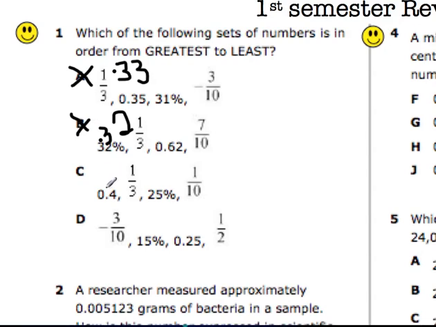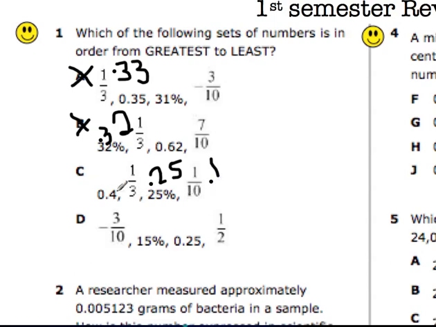This is decimal 4, already in decimal form. Decimal 33, I don't want to have to write it again, I have it right here. Decimal 25, and then decimal 1. It goes from decimal 4, decimal 33, decimal 25, decimal 1, which does go from greatest to least.